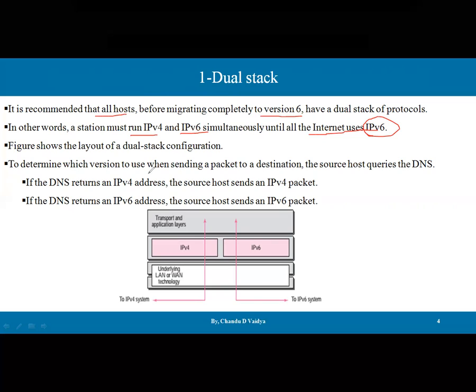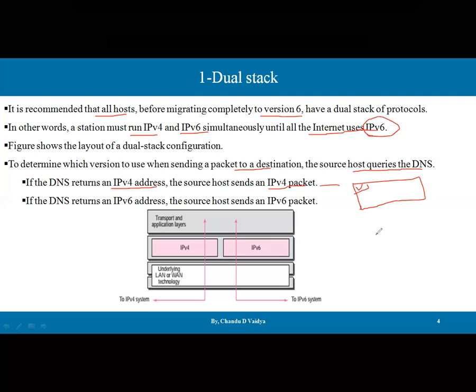To determine which version to use when sending packets to the destination, the source host queries the DNS. Okay, if DNS returns the IP version 4 address, then the source must send the packet in IP version 4. How can it be analyzed? Then we have the fixed base header, in the packet format, where the very first field is the version field.